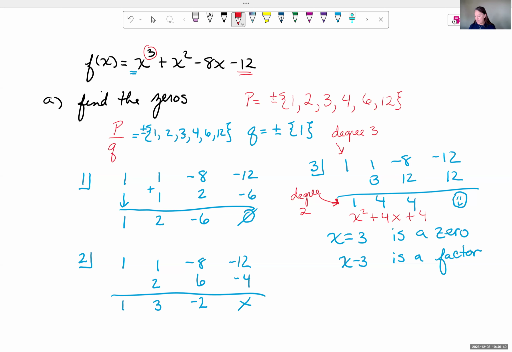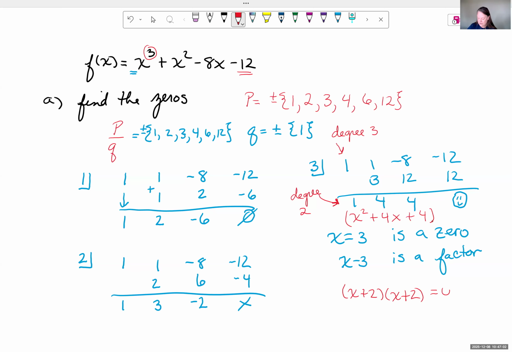So since that's quadratic, I don't have to go through and continue trying to find the zeros by plugging in the numbers I found for P over Q. I could just factor this bottom row, 2 numbers that multiply to 4, but also sum to 4 would be 2 and 2. So x plus 2 times x plus 2.